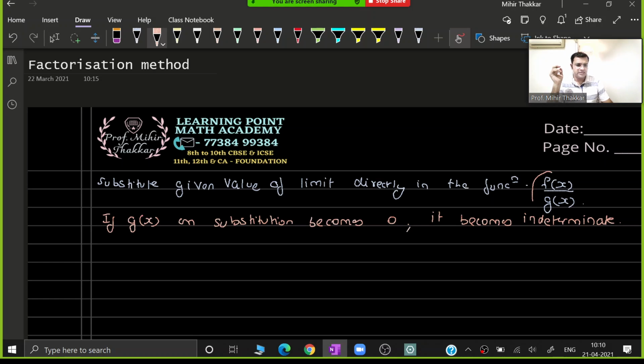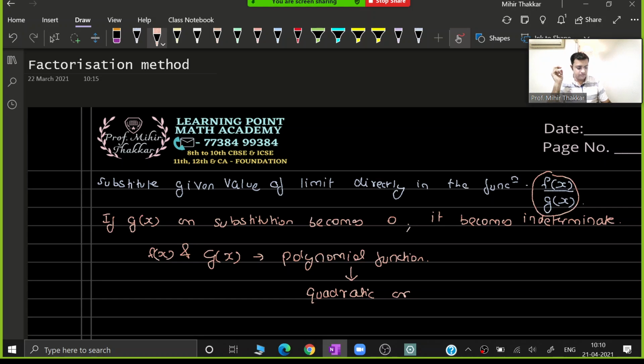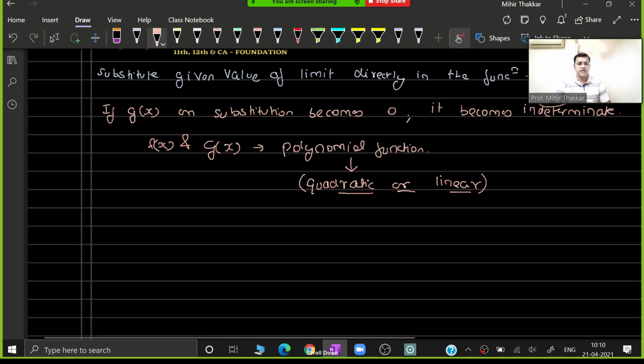When you talk about f(x) and g(x), they both will be polynomial functions. Mostly these functions will be either quadratic or a linear function. Very simple functions we have to look at in the coming exercise. But before directly starting the exercise, let me give you a small example, a small idea of how we have to solve this particular question.